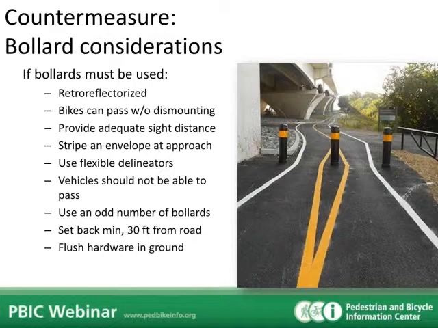You also see the reflectivity. And then finally, again, if you do put bollards in, typically you want them about 30 feet from the road. You don't want them right at the curb or real close to the curb. One of the main reasons for that is that when you are on a trail and you're doing a crossing, you really want to be focused on the motor vehicle traffic, and not focused on negotiating between bollards. So having that setback can be very important.